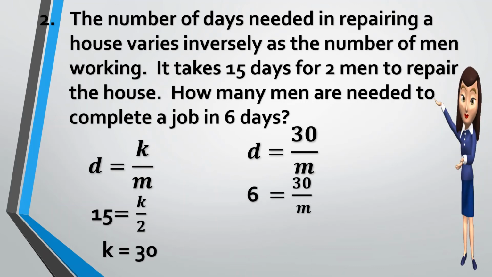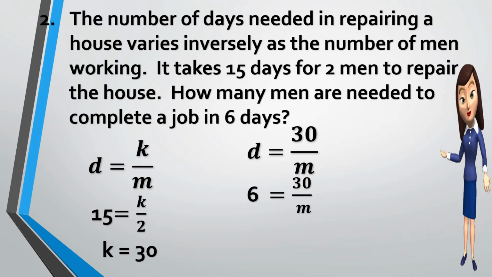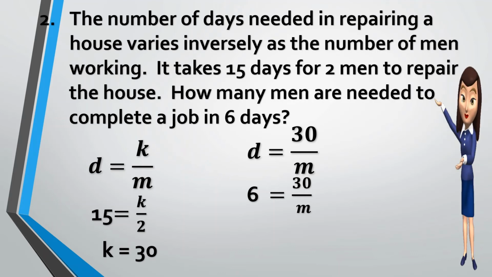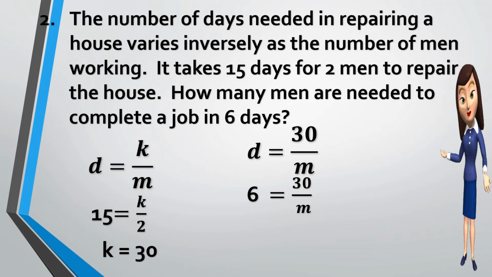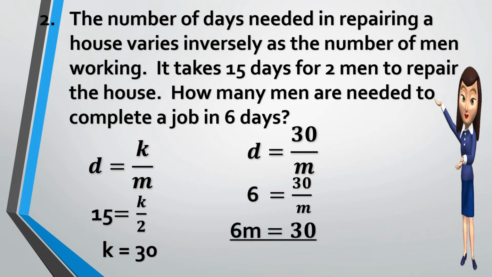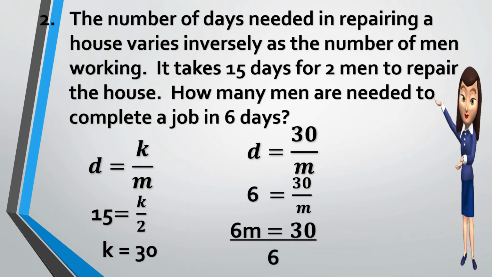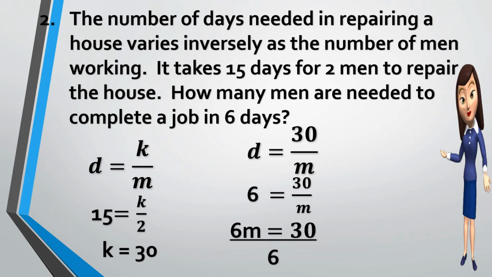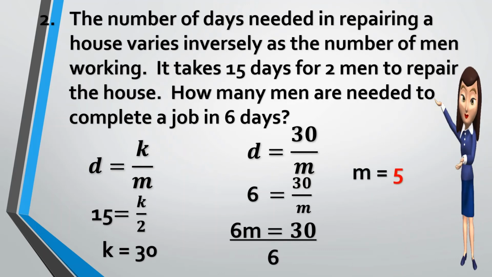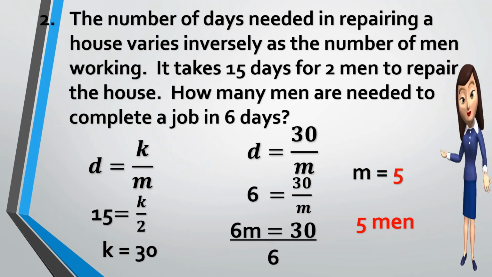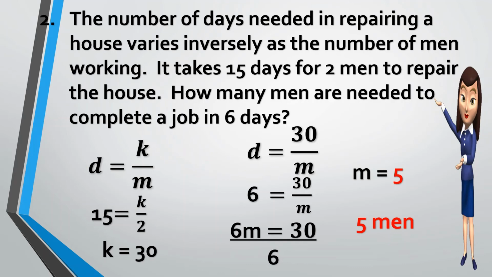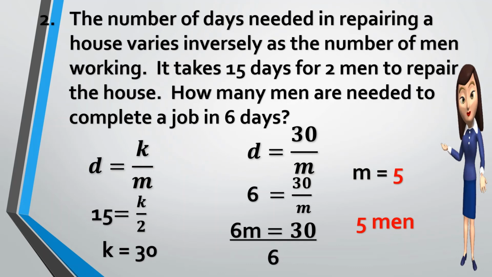We're going to find how many men. The second value of days is 6, equals 30, the constant, over M. So, we're going to find M, how many men. You're going to cross product. 6 times M is 6M, equal to 30. Then, we will divide by 6. So, M is equal to 5. So, we need 5 men to complete the job in 6 days. Yes, our answer now is 5 men.